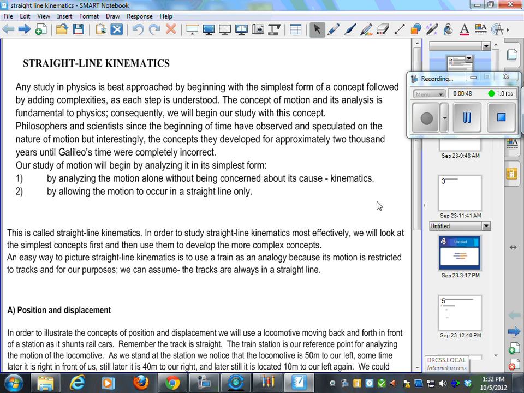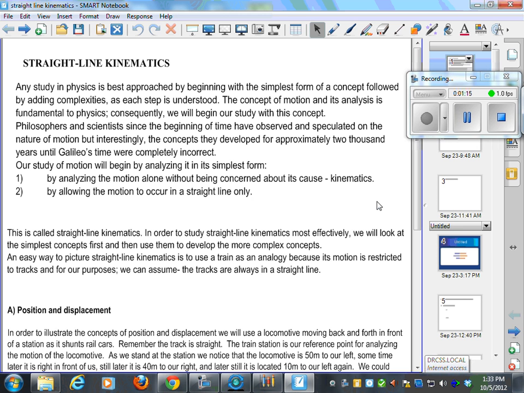Philosophers and scientists since the beginning of time have observed and speculated on the nature of motion, but interestingly, the concepts they developed for approximately 2,000 years until Galileo's time were unfortunately completely incorrect. Aristotle had all these bright ideas about motion, but he never actually did any experiments, and everyone just said, oh yeah, you're Aristotle, you must know. And we were wrong for 2,000 years. We as in humans.